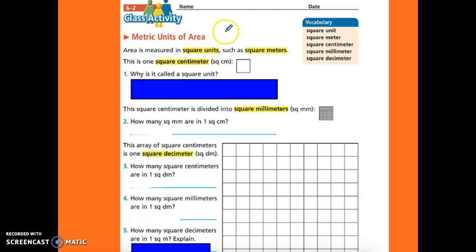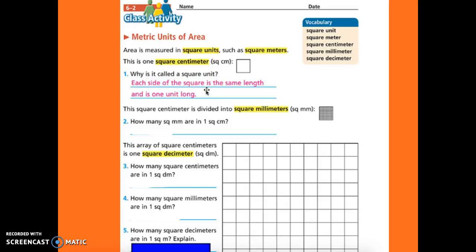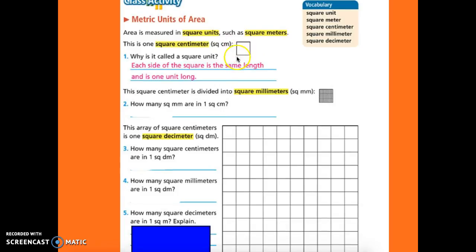So if we look at this, this is square centimeters. If we measured this, this would be 1 centimeter, and this would also be a centimeter. And when we get square centimeters, we think about our base times our height. And they wanted to know, why is it called a square unit? Well, each side of the square is the same length and is 1 unit long. So basically, if I take this times this, it's 1 unit long each, and it's equal length on both sides.